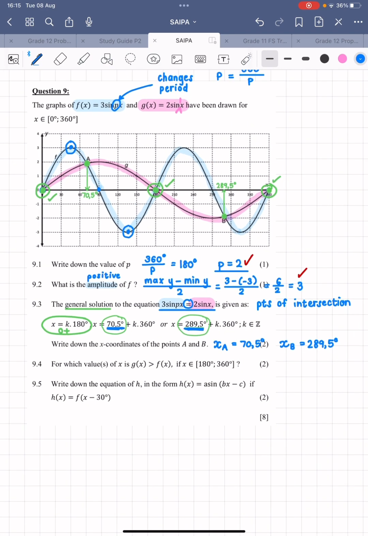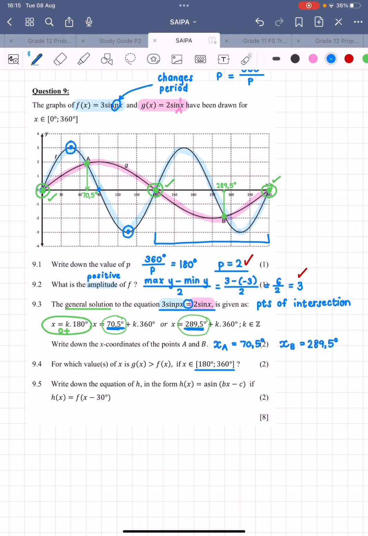All right, now 9.4. For which values of x is g of x greater than f of x if x is an element of [180°; 360°]? Now that means that we are only looking at this section of the graph. We are only looking at that section of the graph. We are completely ignoring the part between 0 and 180. They told us between 180 and 360. All right, so for which values of x is g of x greater than f of x?